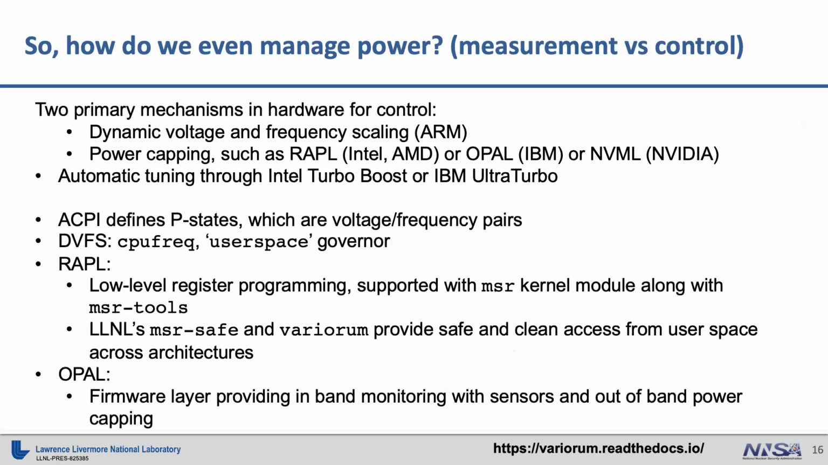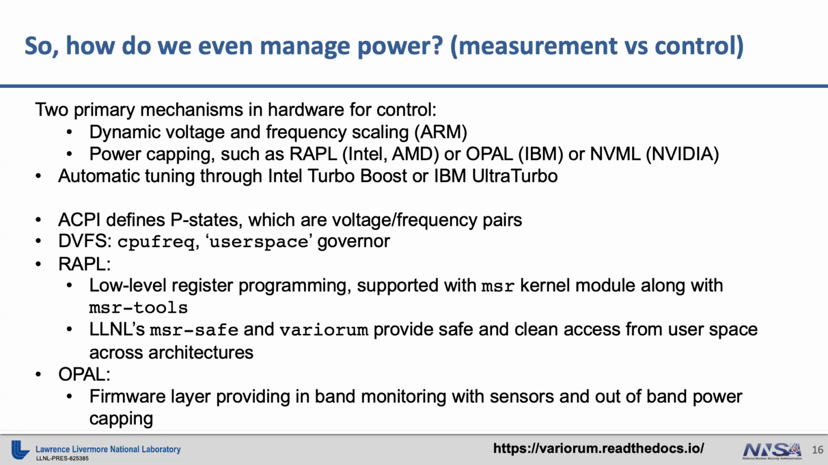One is DVFS, or frequency scaling, which used to be quite popular in the past. And more recently, a lot of the architectures are supporting power capping. So there are techniques such as RAPL, running average power limit, which Intel and AMD use. And then there is the OPAL firmware, open power abstraction layer, from IBM. And then there is NVIDIA's NVML library. I forget what that stands for, but NVML also allows you to control power for NVIDIA GPUs. We can also do some tuning of the turbo frequencies. So you have Intel Turbo Boost, AMD has a boost limit, and IBM has Ultra Turbo.